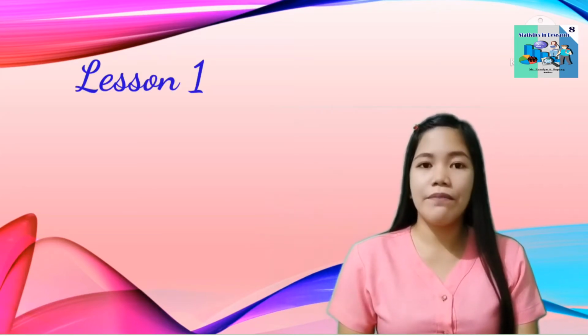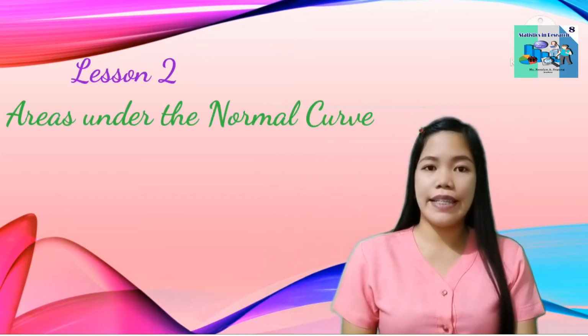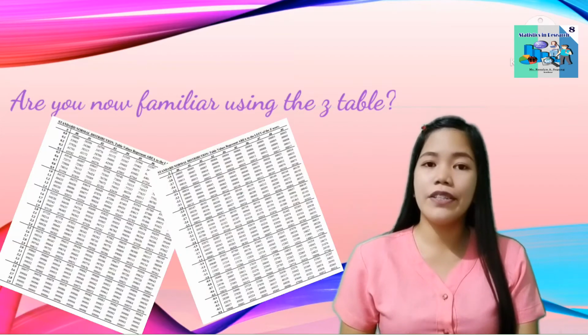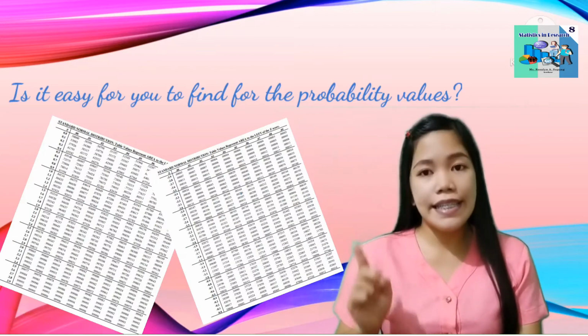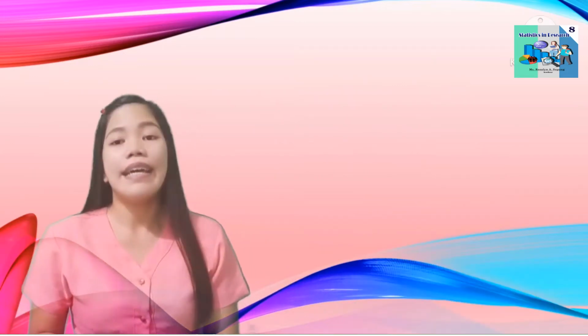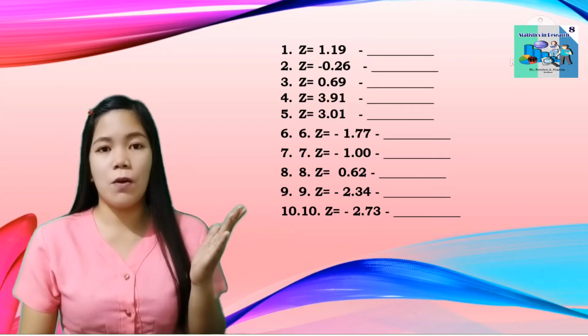Last lesson, we had lesson 1. You have learned about the standard normal distribution. In this lesson, we will be focusing on lesson 2, the areas under the normal curve. Are you now familiar using your z-table? Is it easy for you to find the probability value? Here are some z-values which are needed to find their probability values.